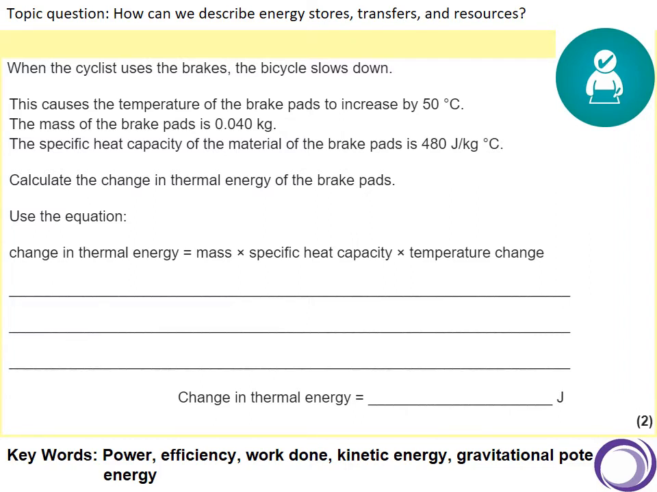So when a cyclist uses the brakes, the bicycle slows down. This causes the temperature of the brake pads to increase by 50 degrees C. So that's already your change in temperature. The mass of the brake pads is 0.04 kilograms. So again, that is your mass. That is another bit of information. The specific heat capacity of the materials of brake pads is 480 joules per kilogram degrees C. So that is your specific heat capacity.